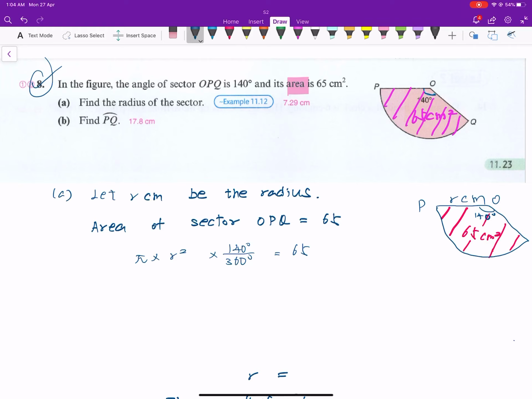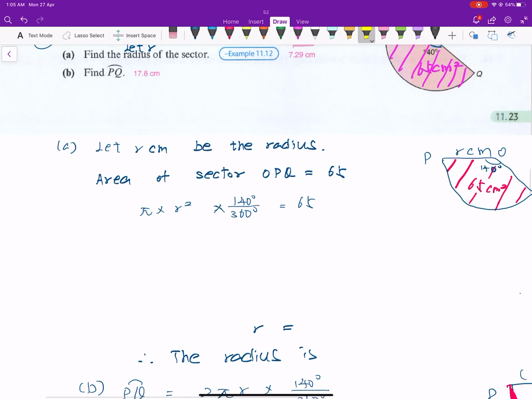So we let R be the radius. Okay, let R be the radius. Please write down this one, otherwise the marks will be deducted. Okay, area of the sector equals 65. So we apply the formula of the area of the sector, pi r square, and the angle at center we cut out is 140 degree divided by 360 degree, equals 65, okay?